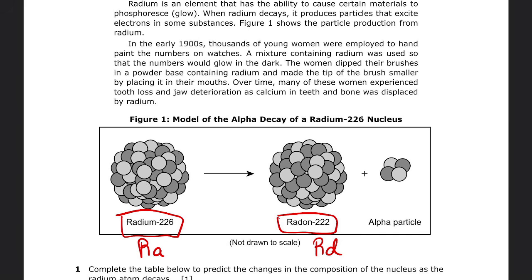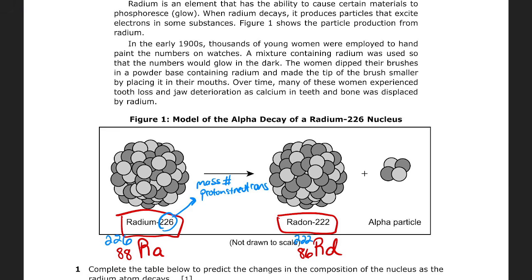We can start by writing the symbols and putting the atomic numbers on the bottom. So I'm going to put in the 88 and the 86. And then the number on top, well, that's going to be the mass number. Recall that the mass number is the number of protons plus neutrons. All right, we can put that on the top. So you can say radium-226 will decay into radon-222, Rn. And then we also have the alpha particle.